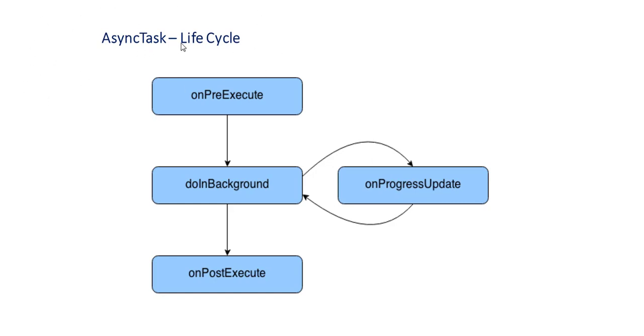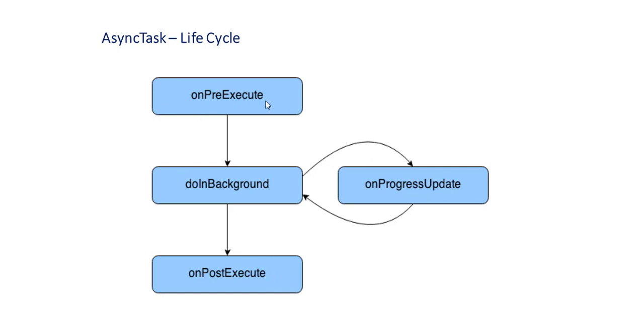So this asynchronous task can be accomplished using a class, that is AsyncTask. You have to extend your existing class using AsyncTask, and there are certain methods which you have to override so that you can make that particular class an asynchronous task class. These are some methods which you have to override.